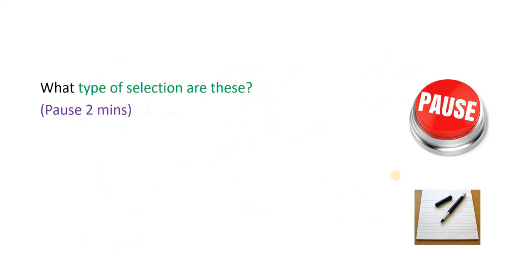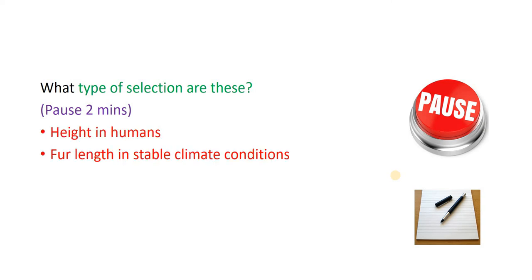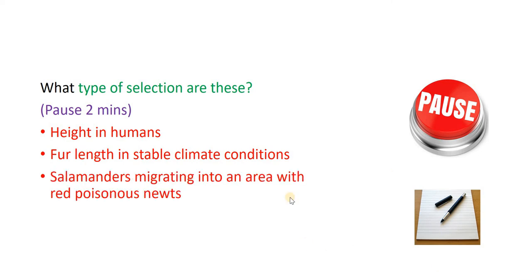And here are some examples for you to think about. Just give it a couple of minutes. Height in humans, the length of the fur if the weather conditions, climate conditions stay the same. Let's remember our salamanders going down the coastal region of California where the red poisonous newts are. And fur length if the climate is getting colder and colder. So pause your video and have a think of those. What type of selection are they? Are they directional, stabilizing, or disruptive?